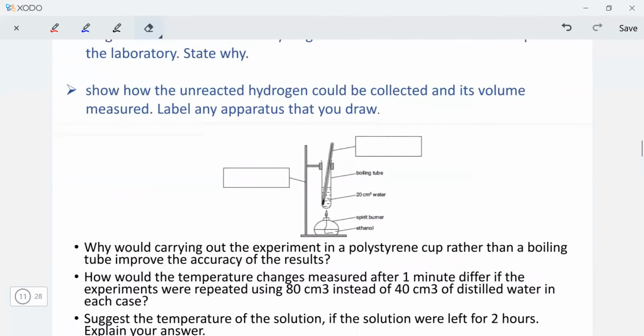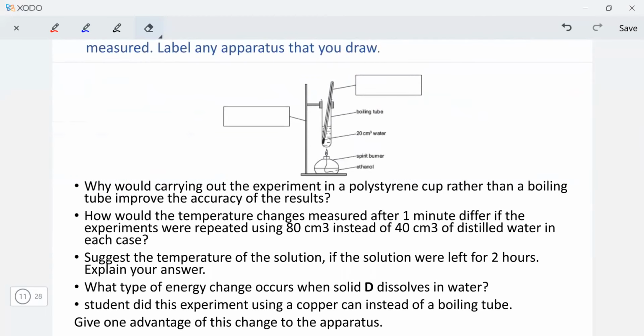Okay, so here we do have an experiment. In this experiment, why would carrying out the experiment in a polystyrene cup rather than a boiling tube improve the accuracy of the results? So what is the function of the polystyrene cup in paper 6? It is to reduce the heat loss. Why does it reduce the heat loss? Because it's a better insulator. So in this case, for a question out of 2 marks, you're going to say that the polystyrene cup is a better insulator to reduce the heat loss.